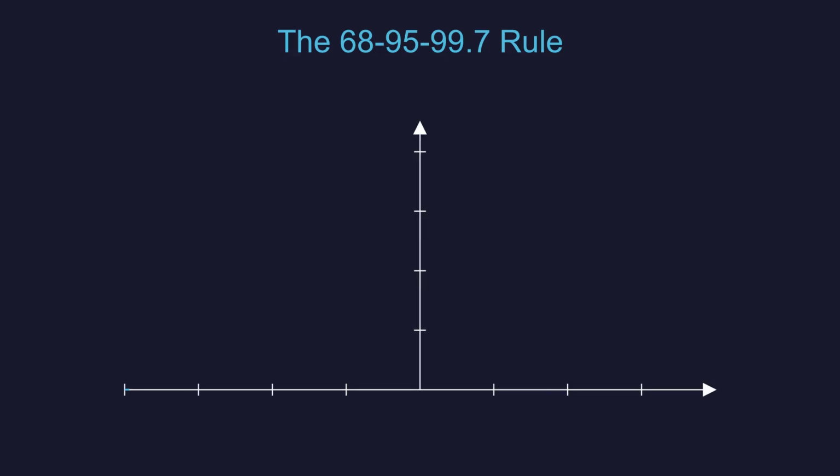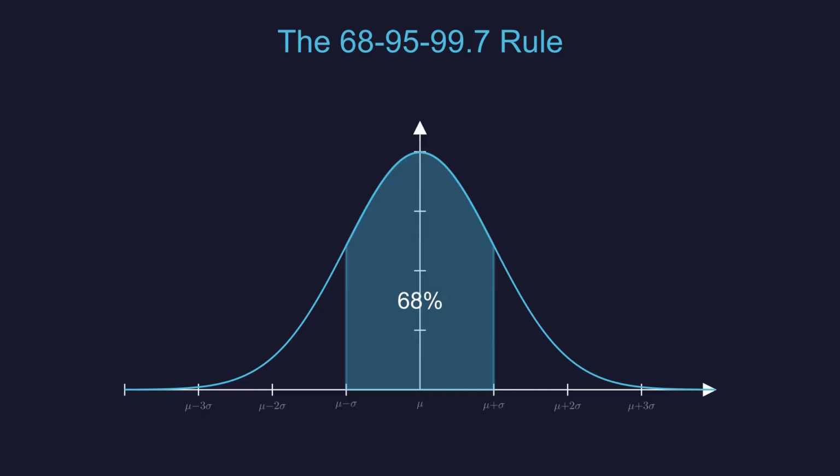One of the most useful properties of the normal distribution is the 68-95-99.7 rule. Let me set up the axes and draw the curve. About 68% of the area falls within one standard deviation of the mean. About 95% falls within two standard deviations. And 99.7%, essentially all the data, falls within 3 standard deviations. This rule gives us a quick way to assess how unusual any observation is.